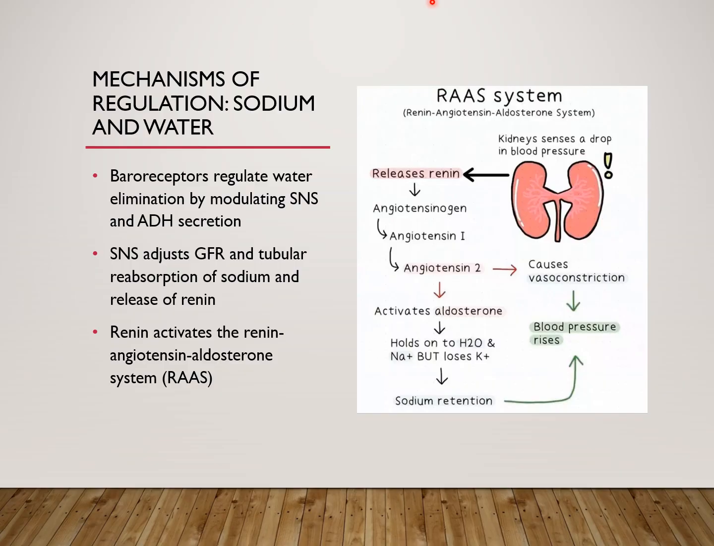Angiotensin 2 also can activate aldosterone within the adrenal glands, and that aldosterone will further act to hold on to more water and sodium, but also to excrete more potassium, because as you recall, that's what aldosterone does. But these overall actions, both the direct action of angiotensin 2 on the kidneys and blood vessels, as well as its action to activate aldosterone, cause a significant increase in blood pressure, again, to counteract that drop that was sensed by the kidneys.